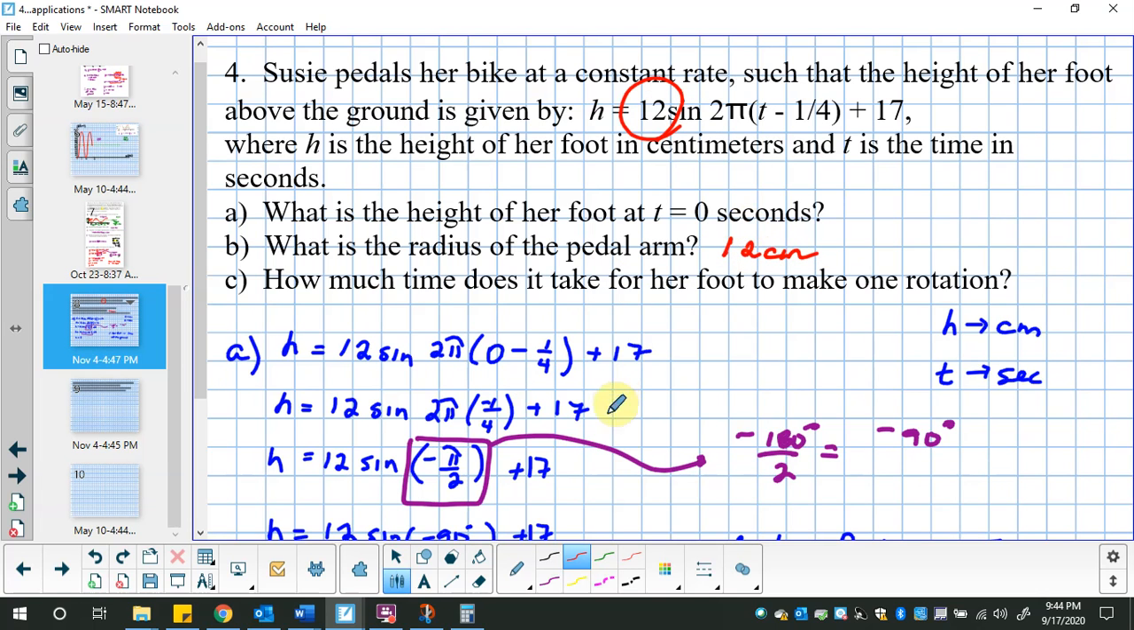The other thing I asked you to do is pay attention to the K value. And I'm going to do this in purple, I think. So I told you that if you had 2 pi over K, the period, which is one rotation, is sitting right there. And the number that's sitting right there is a 1. So how much time does it take for her foot to make one rotation? 1 second. And those are easy questions.